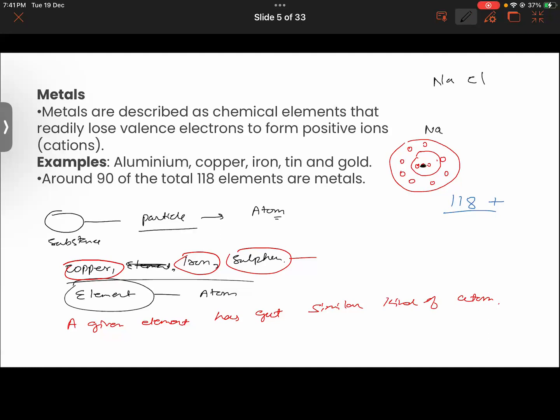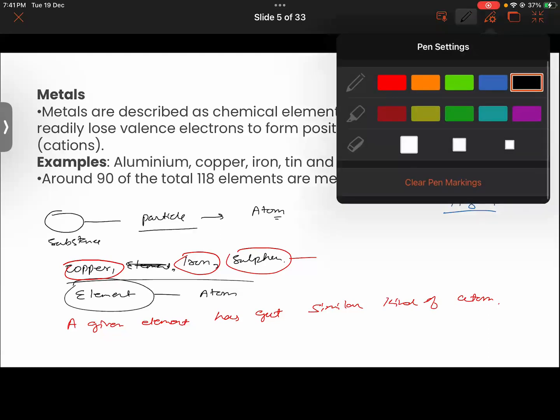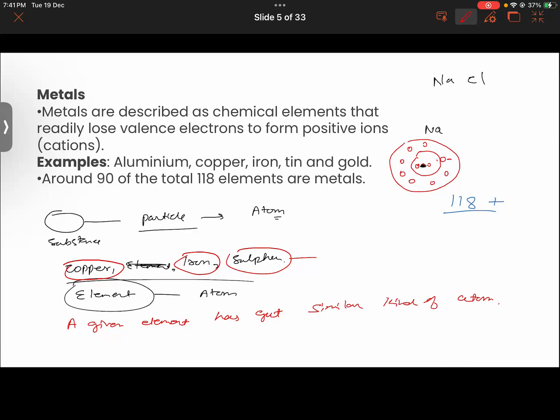This is the nucleus. The ones that I'm drawing as smaller red circles, what are these? These are electrons, and one will be on the outside orbit. So in total, how many electrons are there? 1, 2, 3, 4, 5, 6, 7, 8, 9, 10, and 11. 11 electrons, right?